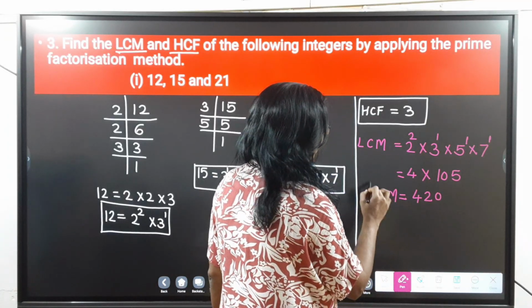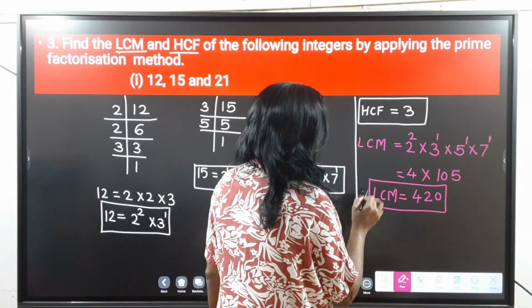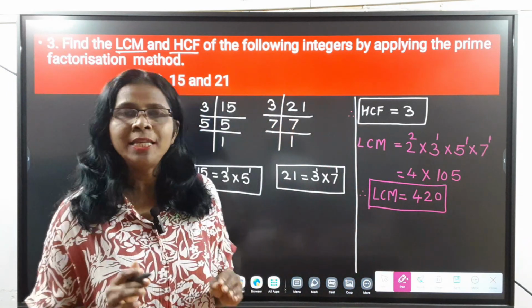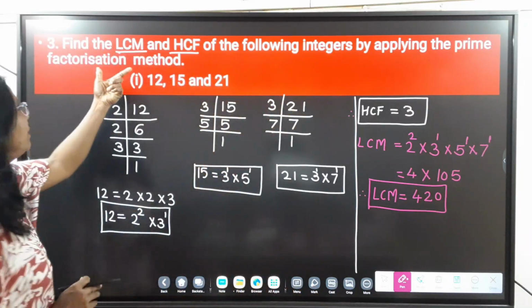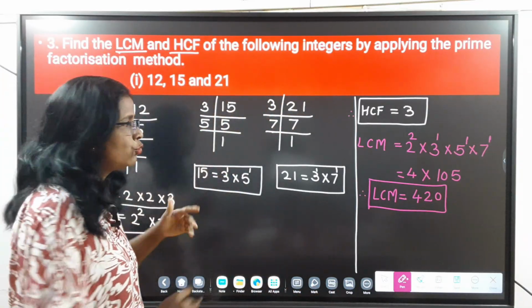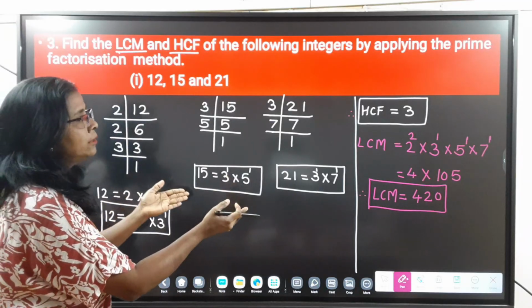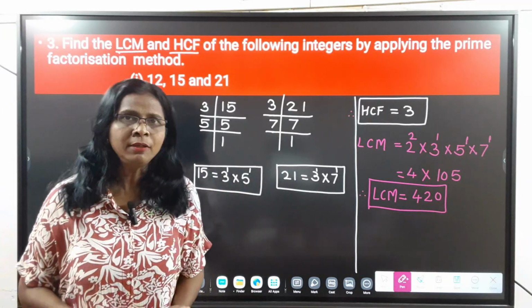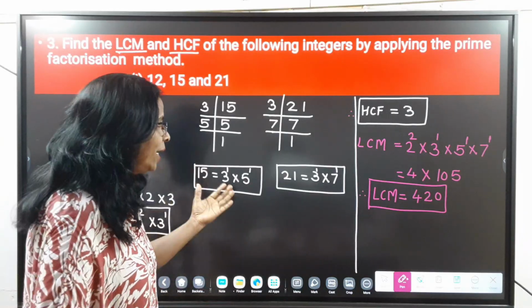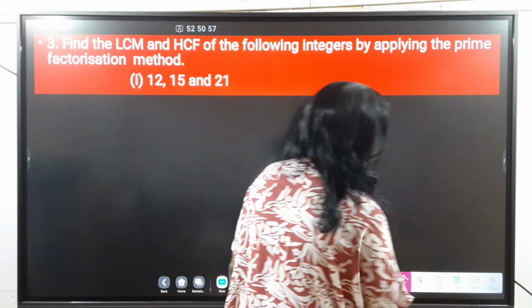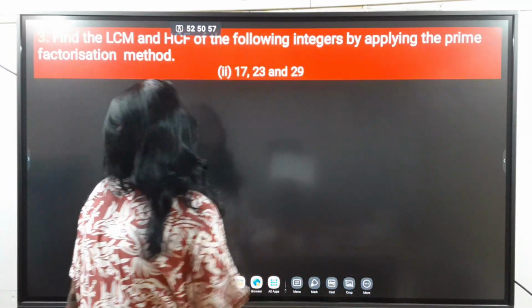So LCM is equal to 420. In such a way we can find out the LCM and the HCF by applying the prime factorization method. Okay, students, this is a proper method that you can use to calculate the HCF and the LCM. It is a very, very easy method, students. Okay, so now let us see the next example, students.